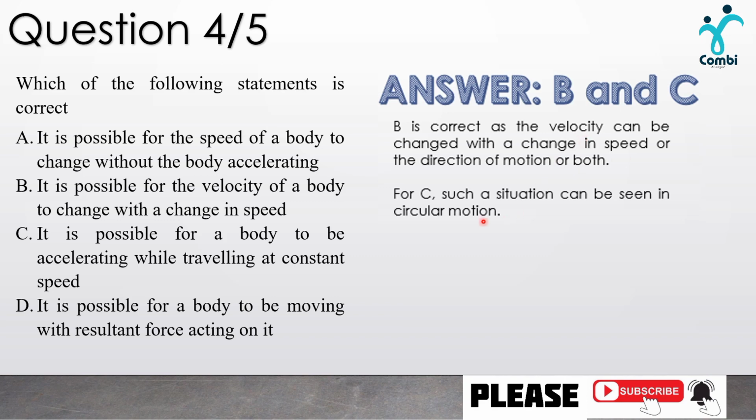Either of them. Now let's see why C is correct. It is possible for a body to be accelerating while traveling at constant speed. For C, such a situation can be seen in circular motion. Okay, you can understand that, right? It's possible for a body to be accelerating while traveling at a constant speed, like we saw in the other example.